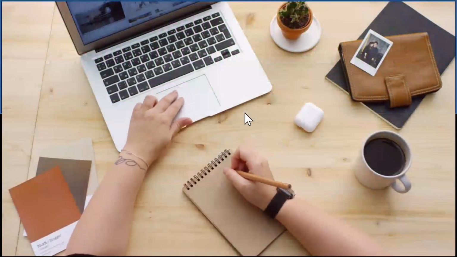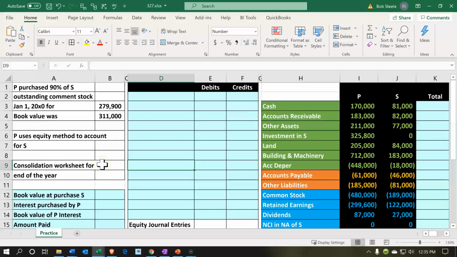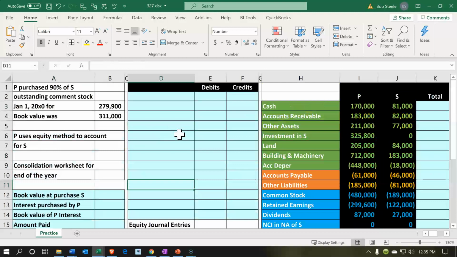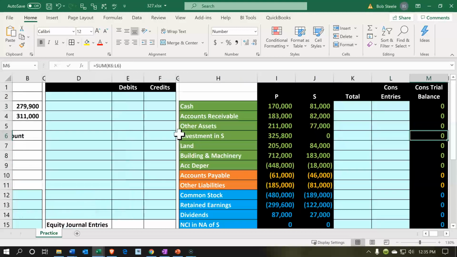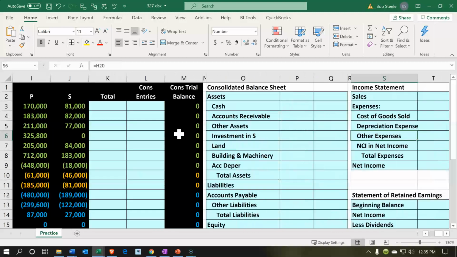Get ready to account with Advanced Financial Accounting. Here we are in our Excel worksheet. We have the information on the left-hand side. We're going to be entering that information into the blue area on the right-hand side, including our journal entry for the elimination or consolidation entry, our consolidation worksheet, and then we'll take a look at the financial statements, consolidated balance sheet, income statement, statement of retained earnings.